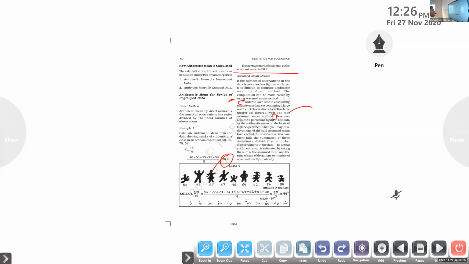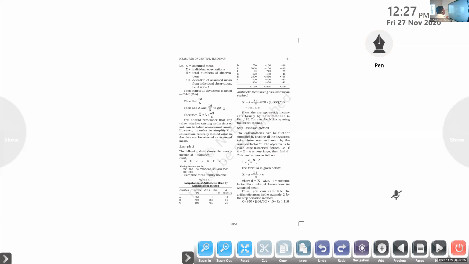Then you may take deviations of the assumed mean from each of the observations. You can then take the summation of these deviations and divide it by the number of observations in the data. So for this method, we want to find the differences between the data. The actual arithmetic mean is estimated by taking the sum of the assumed mean and the ratio of the sum of deviations to the number of observations. Symbolically we can write it like this. With the logic we are able to find this, and now we are going to find the arithmetic mean directly using particular methods.